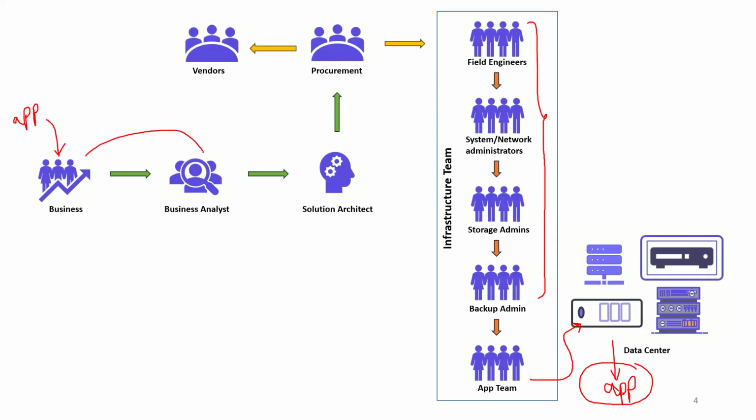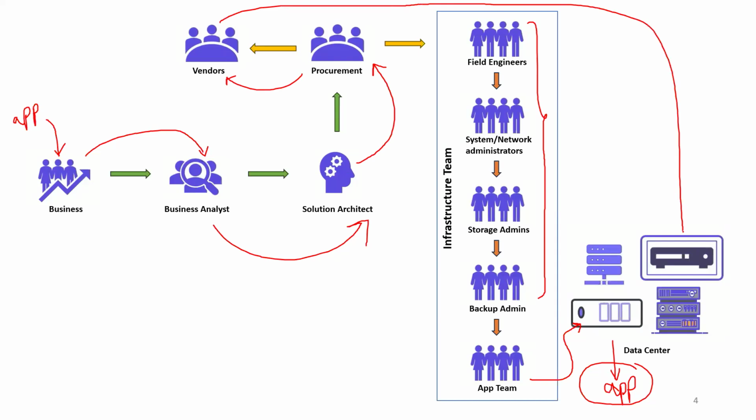The business analyst will gather all the information from the business and convert that into a set of high level technical requirements and pass that information to the solution architect. Now the solution architect will design the architecture diagram to be followed, and he will check whether the infrastructure is readily available in the data center. If it is not readily available, he will connect with the procurement team. Procurement will place a request to the vendors team. Vendors team will purchase the entire hardware and deliver it to the data center.